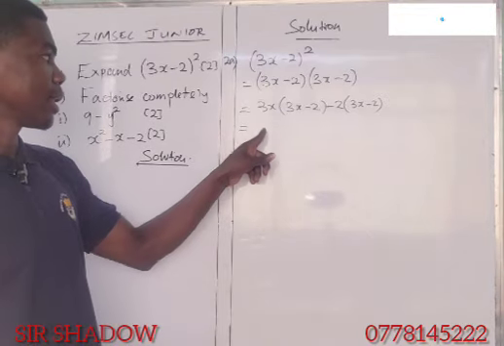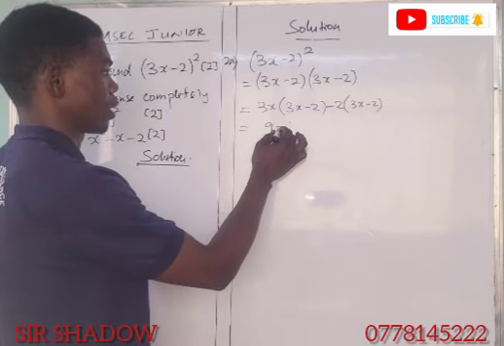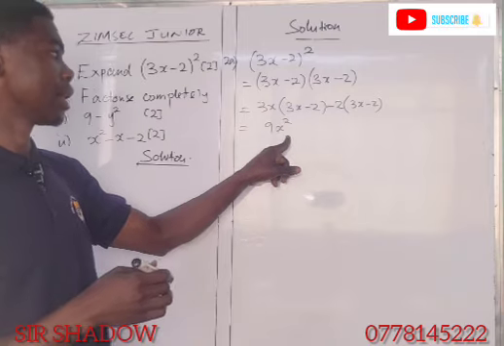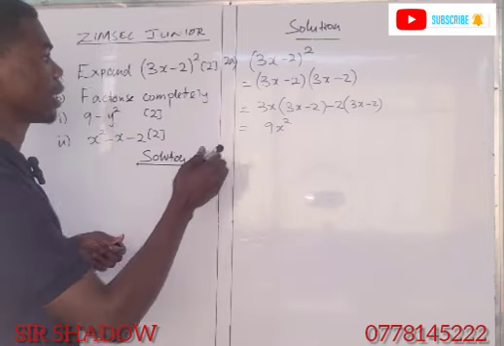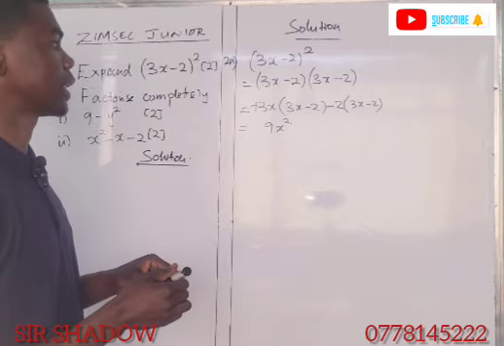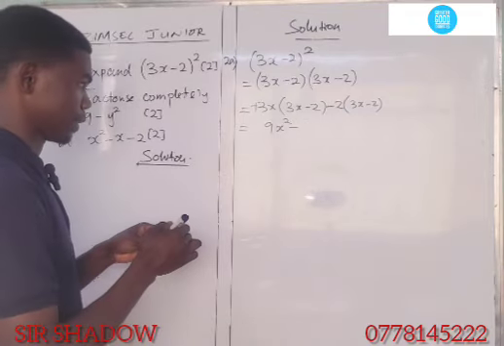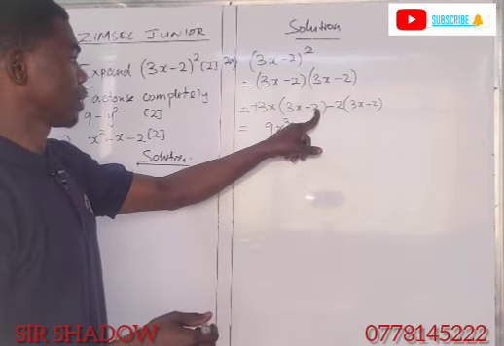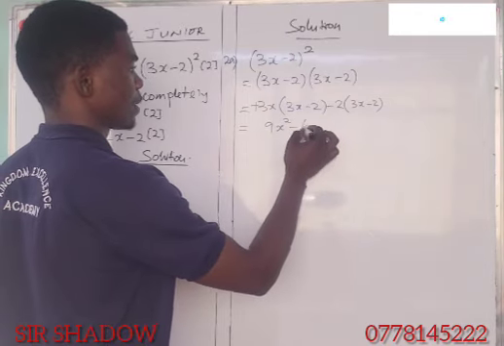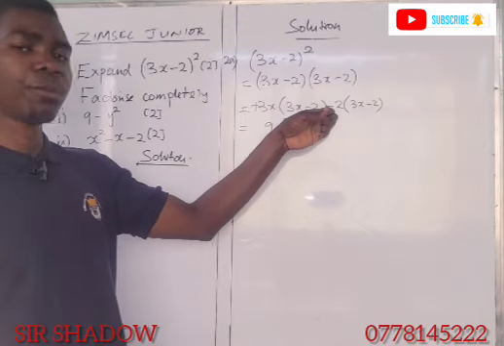So let's now multiply 3x times 3x to get 9x squared, which is 3 by 3, which is 9, and x times x, x squared. 3x times minus 2. So we have a positive sign here, so a positive by a negative. Just note these signs: positive by negative gives us negative. 3x times minus 2 gives us minus 6x, right? Then we are done with the first part. Let's move on to the second part.